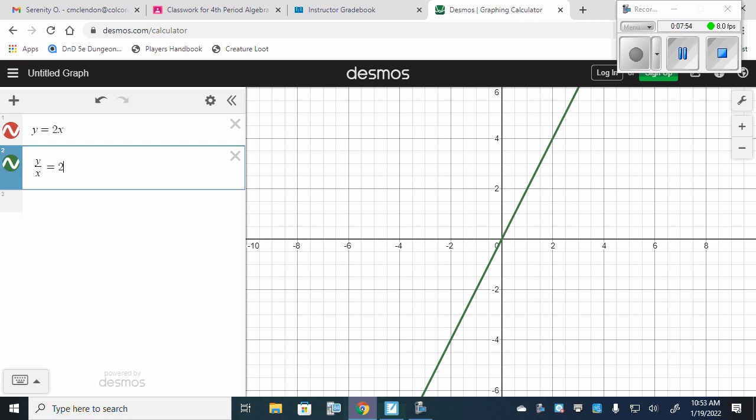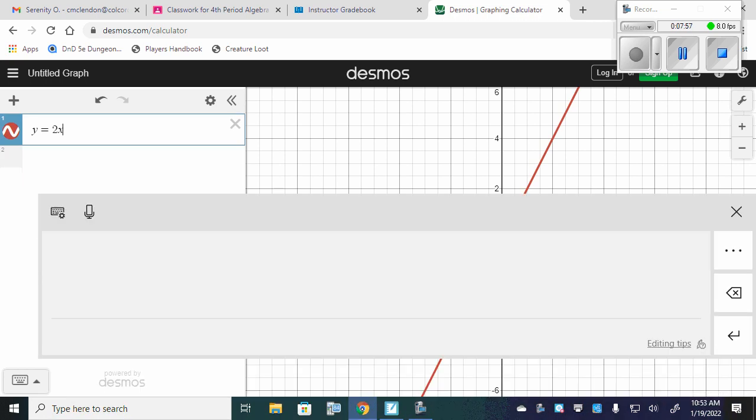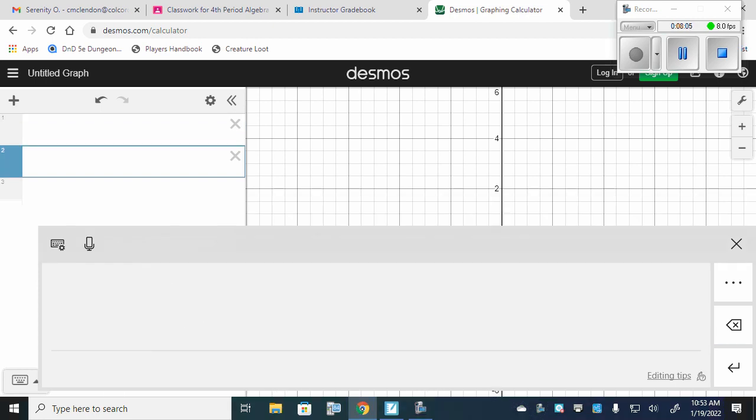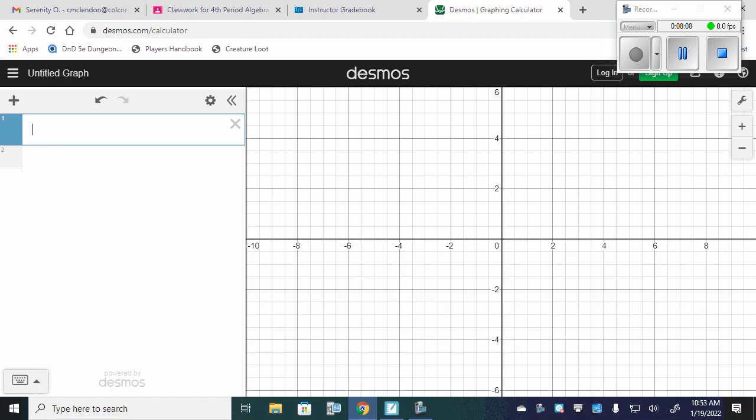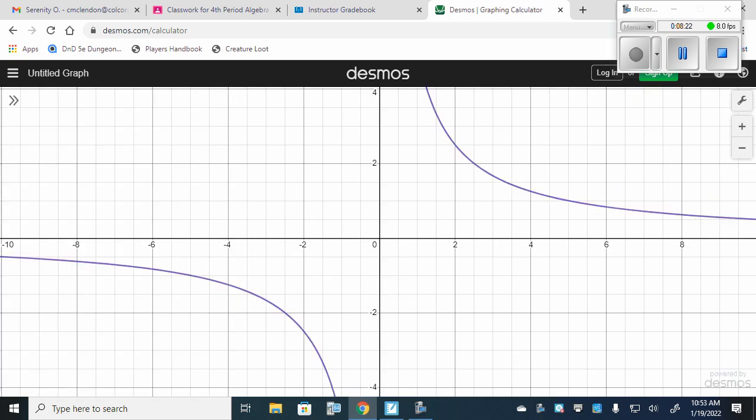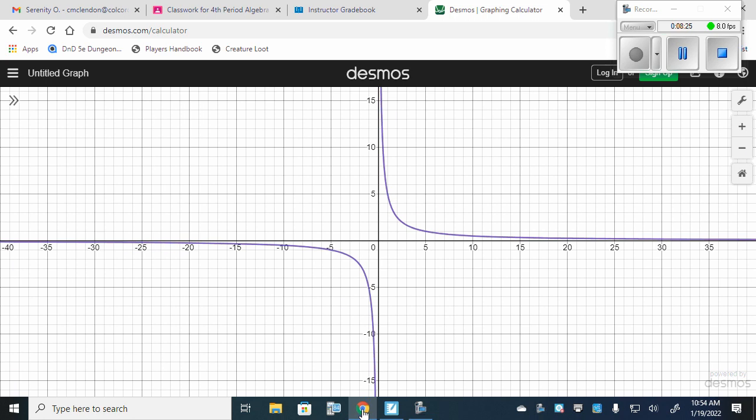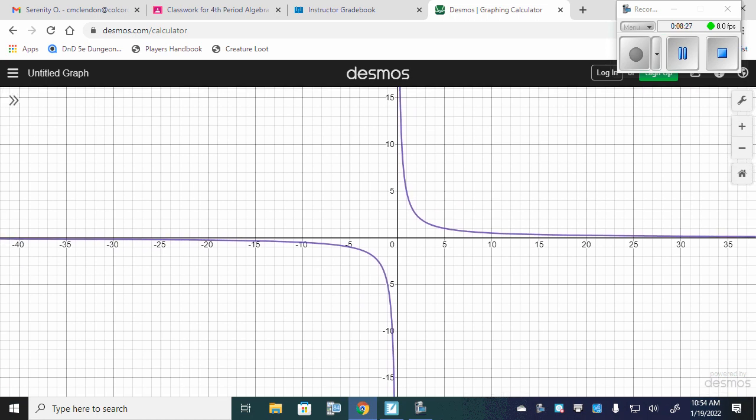Now, I didn't do this last hour, but I'm going to do it with y'all. Here, they gave us the equation x times y equals 5. And we have this here. Now, as we look at this, as the values of x increase, what's happening to the values of y? They're decreasing.